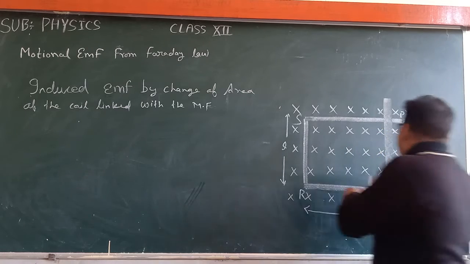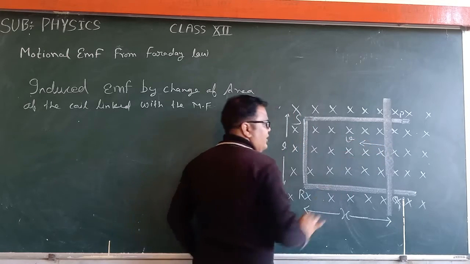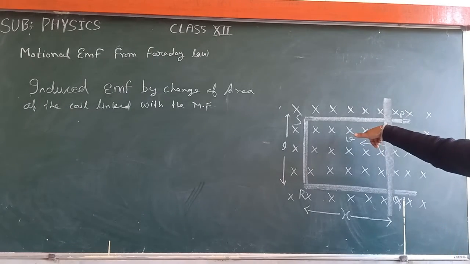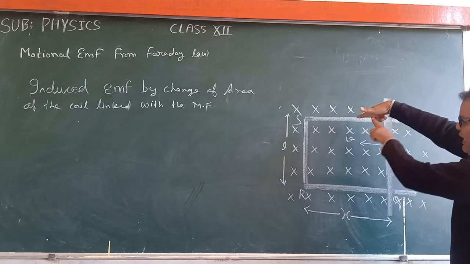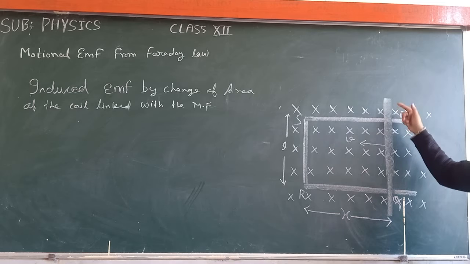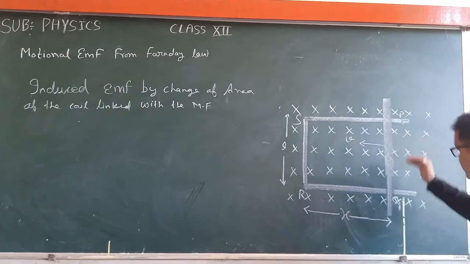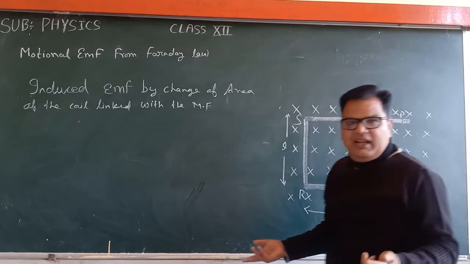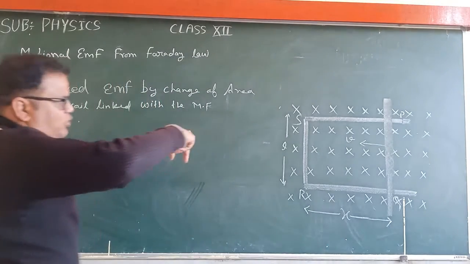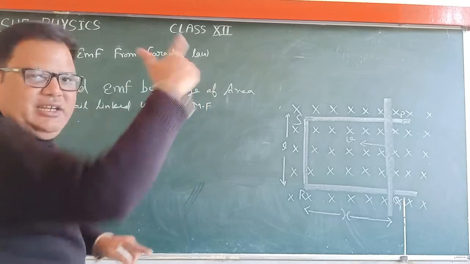If we slide PQ with velocity v in this direction, with this magnetic field and this motion, the direction of current is from P to Q. It means the flow of electrons is from Q to P. Is it clear? By the right hand rule, the forefinger shows the magnetic field, the thumb shows the motion, and the middle finger shows the current.